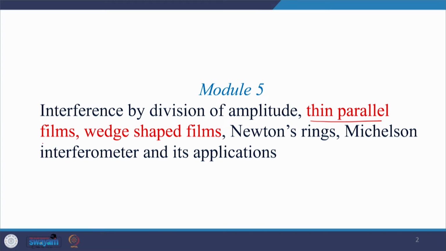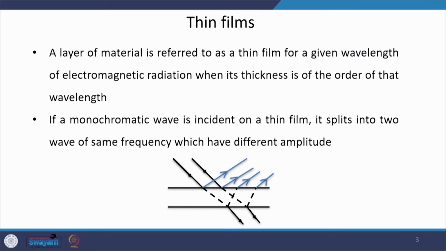Therefore, today we will talk about thin parallel films, a generalized case, and we will then move to wedge shaped films. We will talk about the interference pattern produced by a wedge shaped film also, apart from the usual parallel films. Now, just to revive your concept, a layer of material is referred to as a thin film for a given wavelength of electromagnetic radiation when its thickness is of the order of that wavelength.